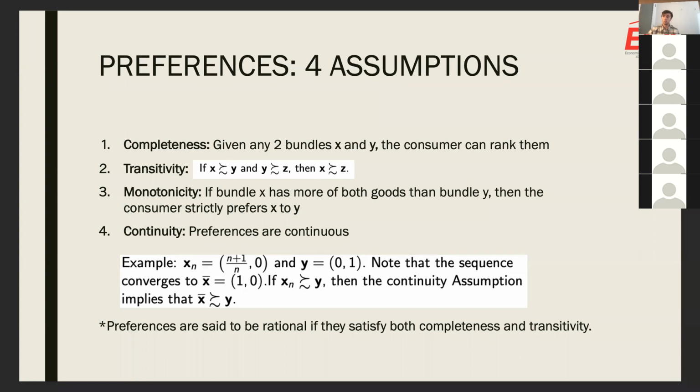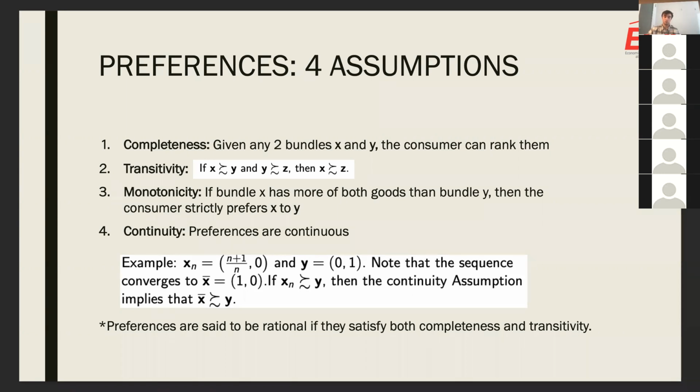Within monotonicity, we have three types. So we're going to be looking at weak monotonicity, regular, and strong. In general, monotonicity just says that if bundle X has more of both goods than bundle Y, then the consumer strictly prefers bundle X to bundle Y. If you want to sum this up in a sentence, it's basically just saying that more of a good is always strictly preferred to less of a good.